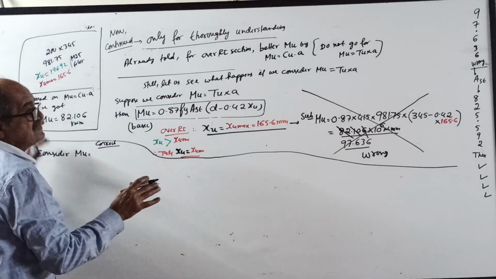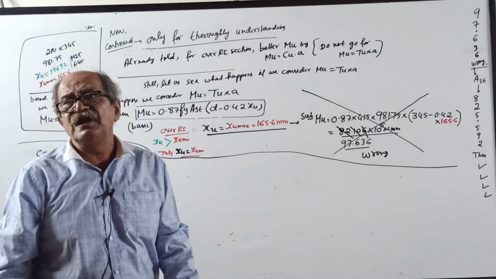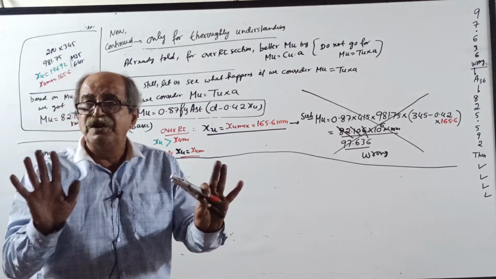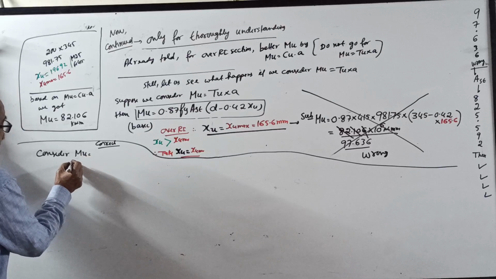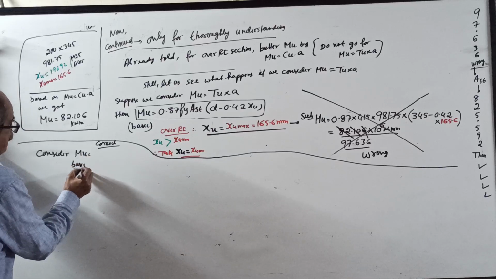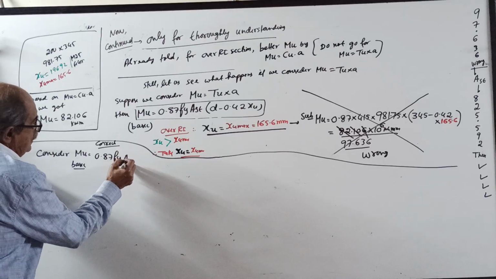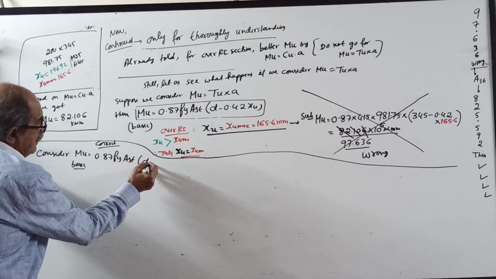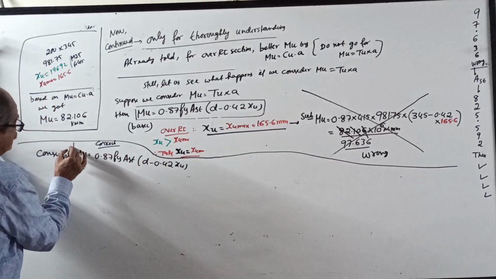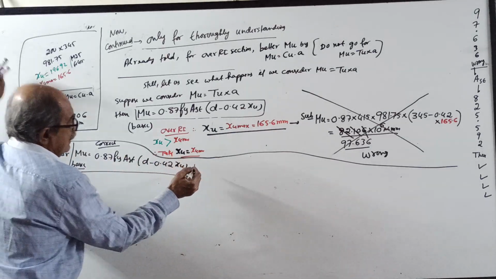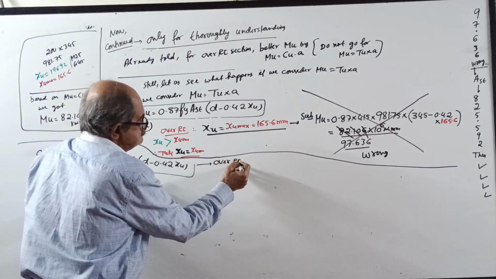Then people will tell, sir, no sir, we do not want. We will go for the over reinforced section. Always Cu into A. Good. Don't try Tu into A. Consider Mu basic equation. Basic equation is what? 0.87 Fy into Ast into d minus 0.42 Xu. Correct. That is correct. It is not wrong. But remember, as usual, the section is over reinforced.